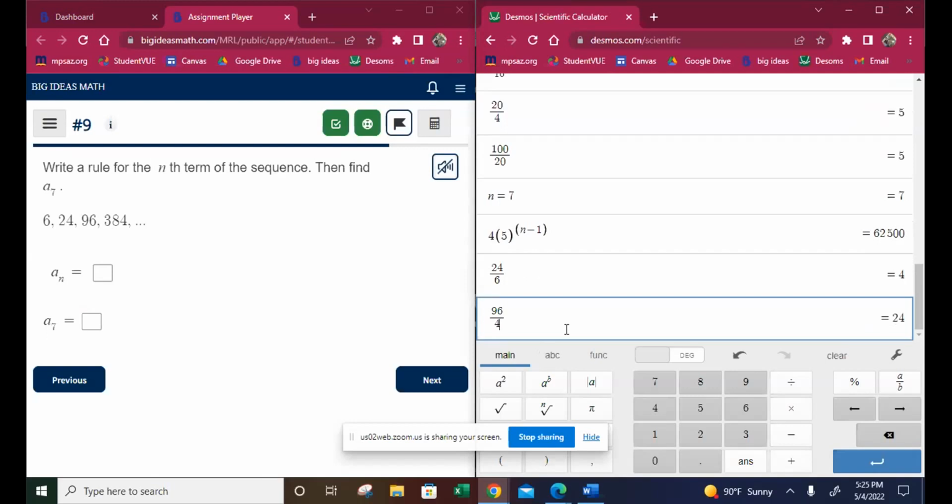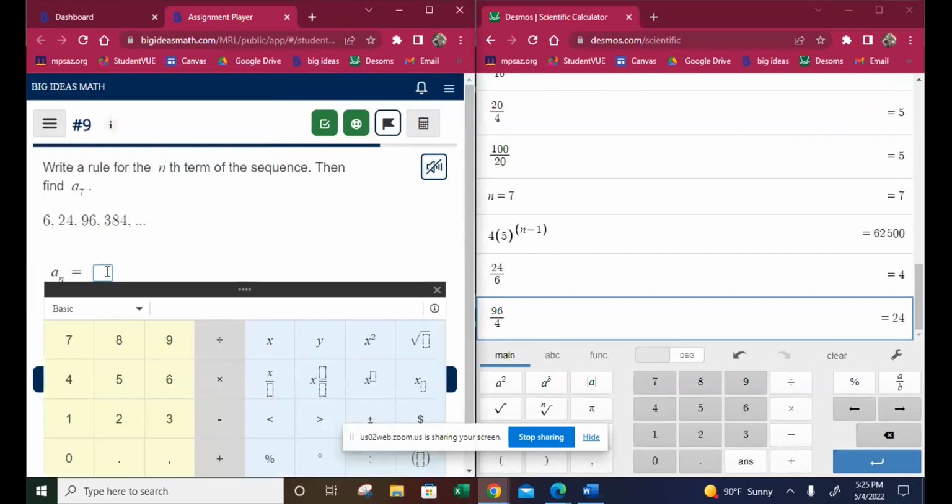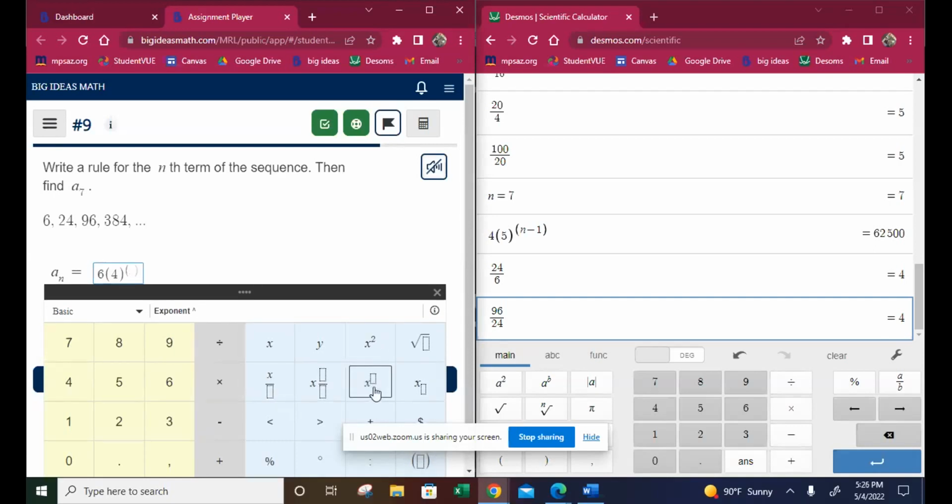Excellent. So go to where it says AN equals on the left, and you put the first number, which is 6, parentheses, your common ratio, which is 4. Actually, on your last line on the right where it says 96 over 4, it should be 96 over 24, and there it is. Back on the left side, it's the exponent n-1 outside the parentheses, just like you have written up above there. Yeah, so n-1.